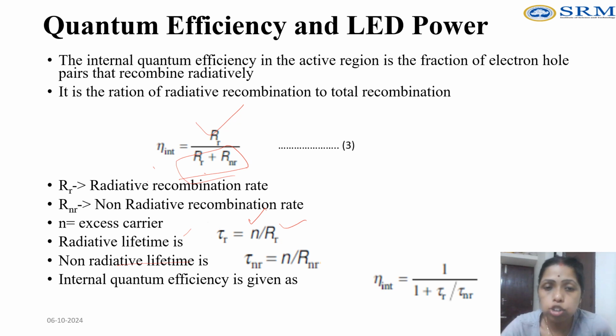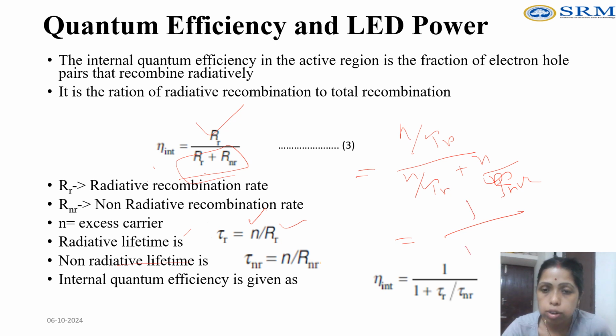So if you put N by tau r instead of RR, and here instead of RNR you put N by tau nr, and do some substitution, you can get this equation. After substitution from this equation to this one, you will get this. This is in the form of carrier lifetime, and this is in the form of radiative recombination.